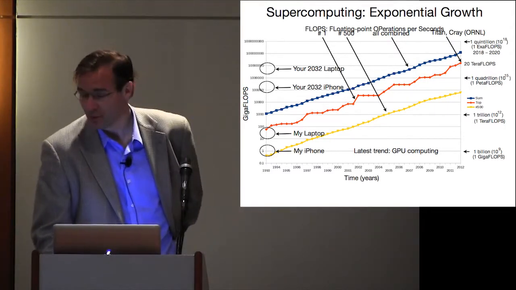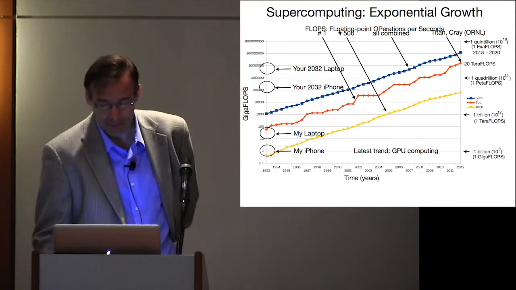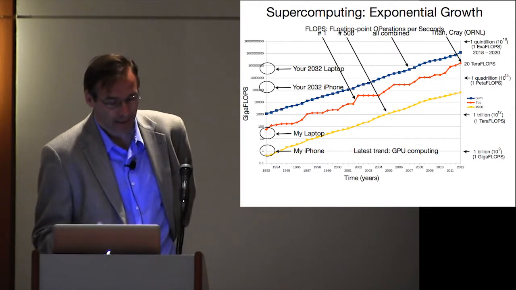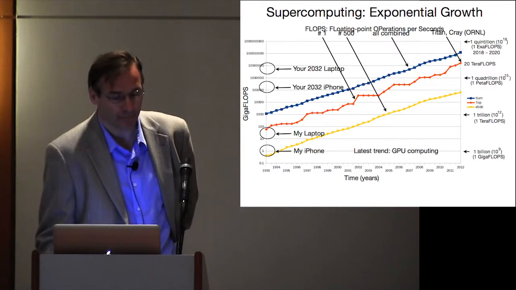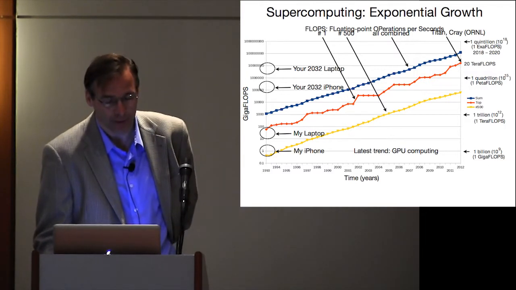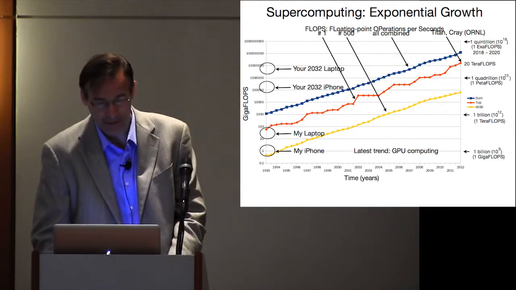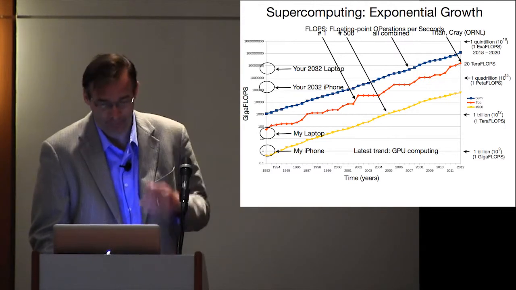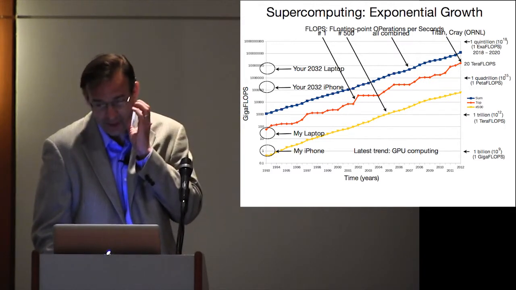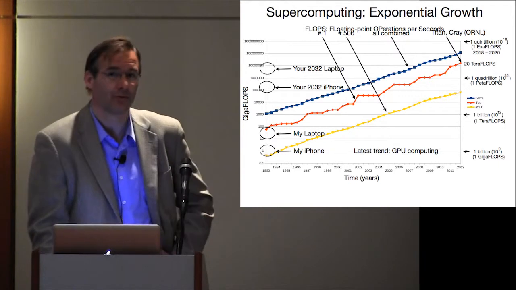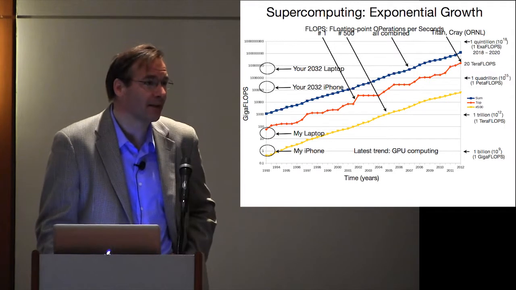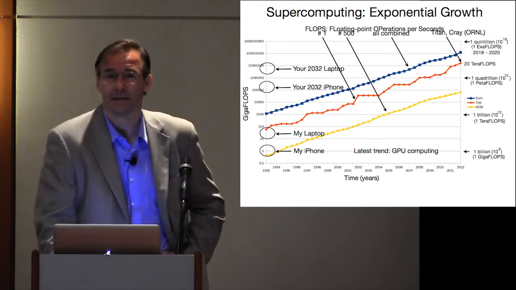So where does this put you? Well, for example, this Mac laptop here is running at almost 100 gigaflops. That's almost the fastest machine in the world back in 1993. My iPhone was the number 500 fastest computer in the world back then. Your 2032 laptop is probably going to be running at close to 10 or 20 teraflops, and your iPhone is going to be faster than your simulator was back in 2005. These are amazing facts.